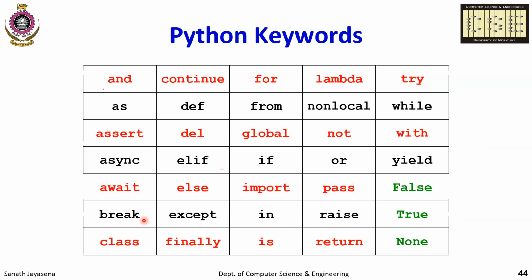But other ones, so you can see there are 5 columns and 7 rows. So 7 into 5, 35. 35 minus these 3, you get 32. So 32 keywords. Okay. Right.